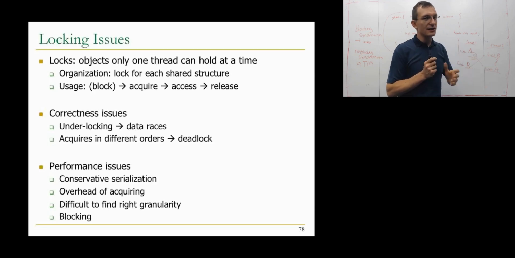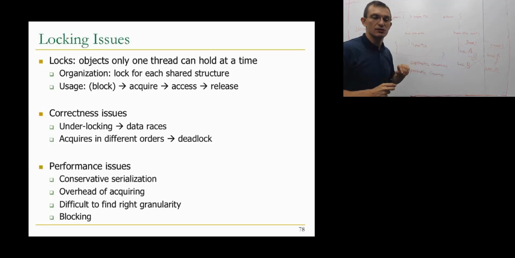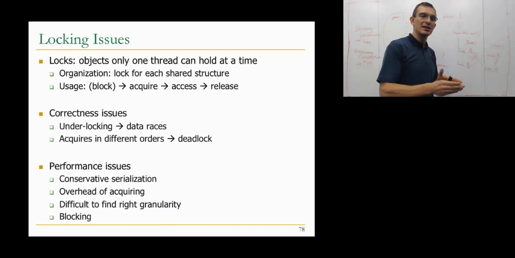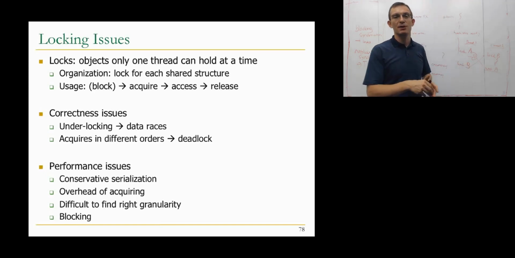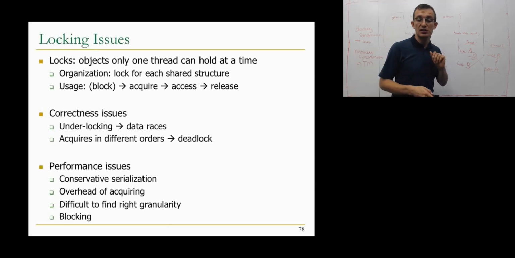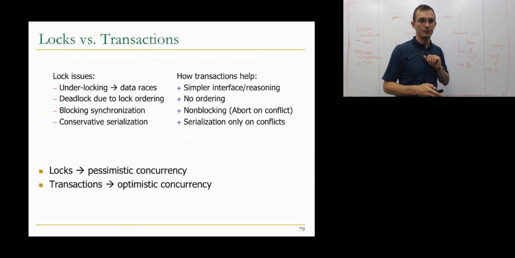It's difficult to find the right granularity of locking exactly because of what I discussed, right? If you actually make the locks coarse grain, it's easier to program, but lower performance because of the overheads. Whereas if you make the locks fine grain, it's harder to program, and the performance is higher potentially, but there may be correctness issues. And blocking synchronization is the cause of a lot of these issues.